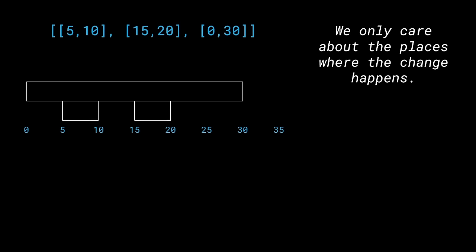We only care about time 0, where our meeting starts. We only care about the time 5, when another meeting starts, and time 10, a meeting ends. So we care only about the points of times where the number of meetings is going to change. So that's a central observation in solving this problem. In fact, what we're going to do is we're going to write down these formally. So we're going to say at times 5, 15, and 0, we are going to require plus 1 meeting rooms. What it means is, as soon as we hit time equals to 5, we'll need one more meeting room.